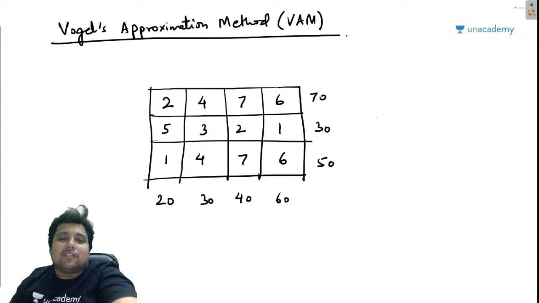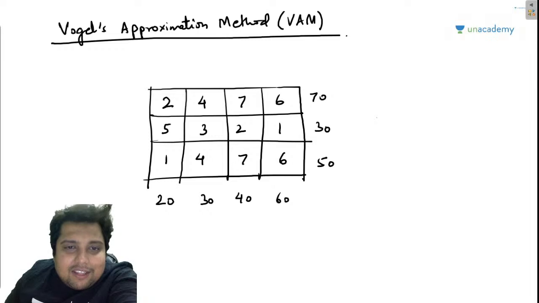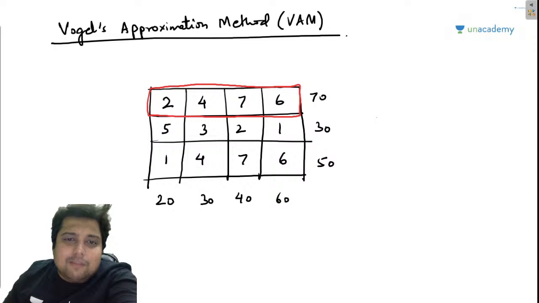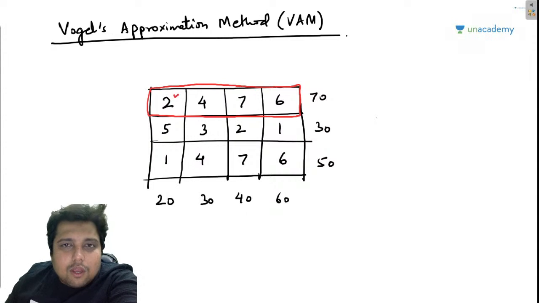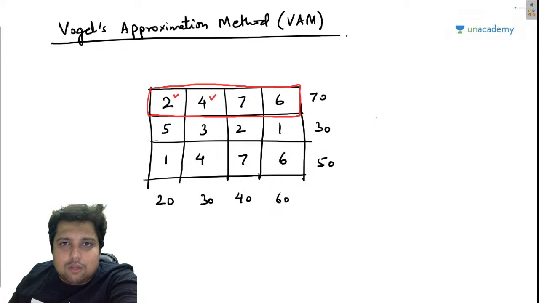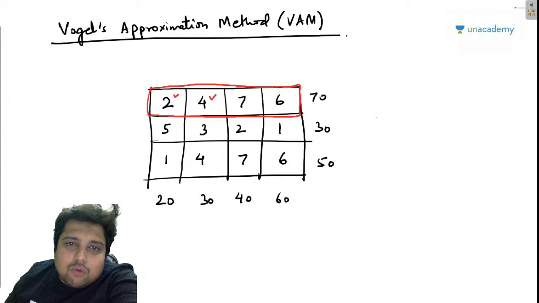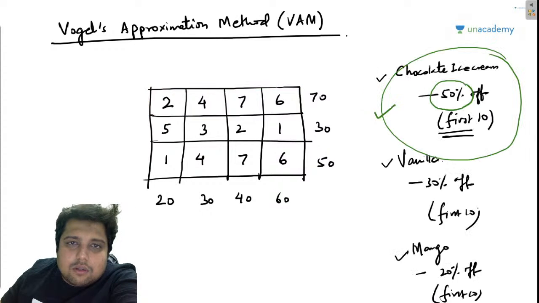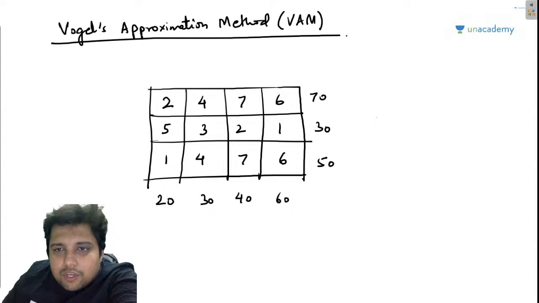What Vogel approximation says is to select the first row and check it. In this first row, which is the minimum price? 2 is the minimum. Just more than 2 is 4. So select the minimum, that is 2, the next just more than it, that is 4, and write the difference of 4 and 2 here. The difference is 2, so let me write 2 here.